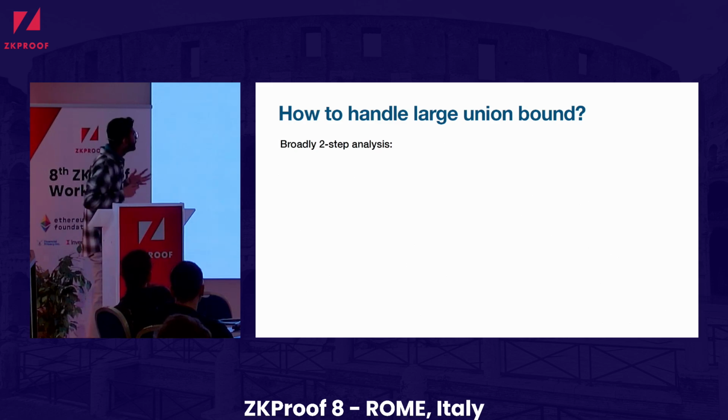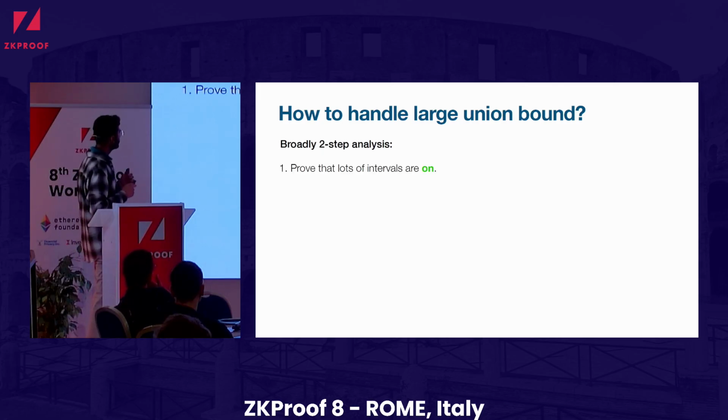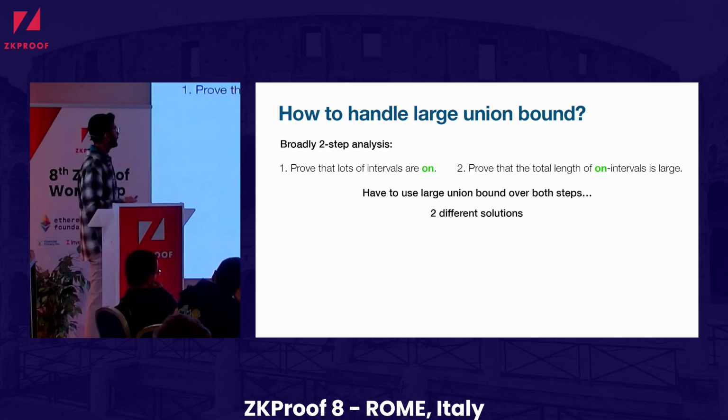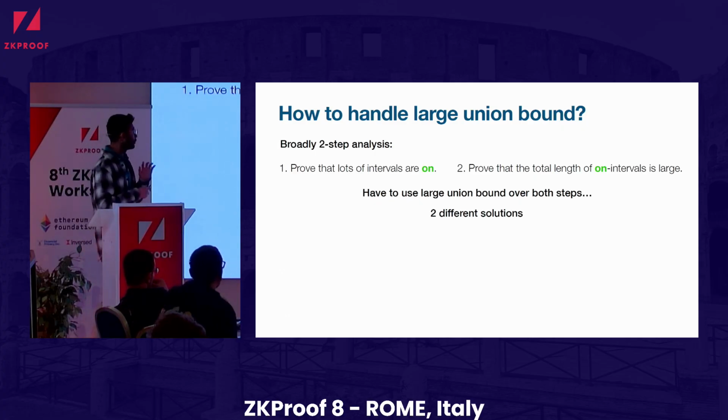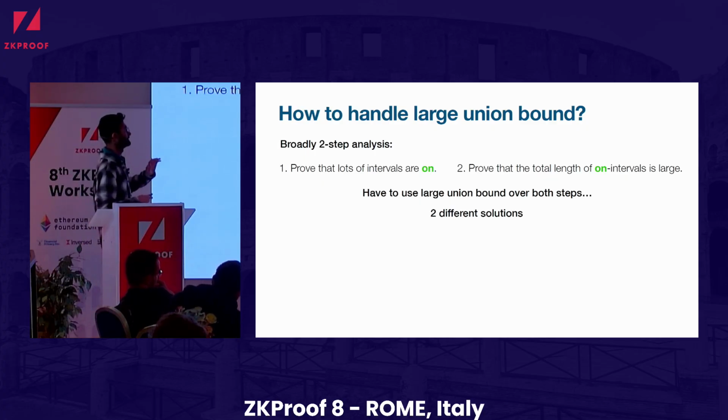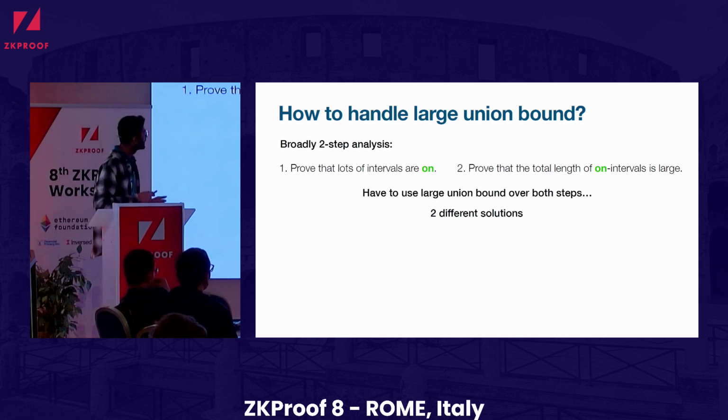So how do you handle this large union bound? It's broadly a two-step analysis. First, we prove that lots of intervals are on. We'll see what "lots" means here. And then we prove that the total length of the on intervals is large. We have to apply this large union bound over both of these steps, and both of these steps require two different solutions. There's no one single thing that helps you apply a union bound over both of these things.